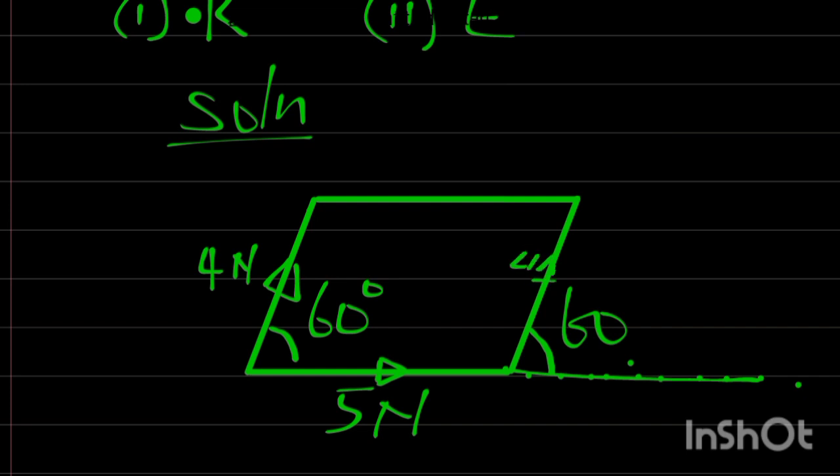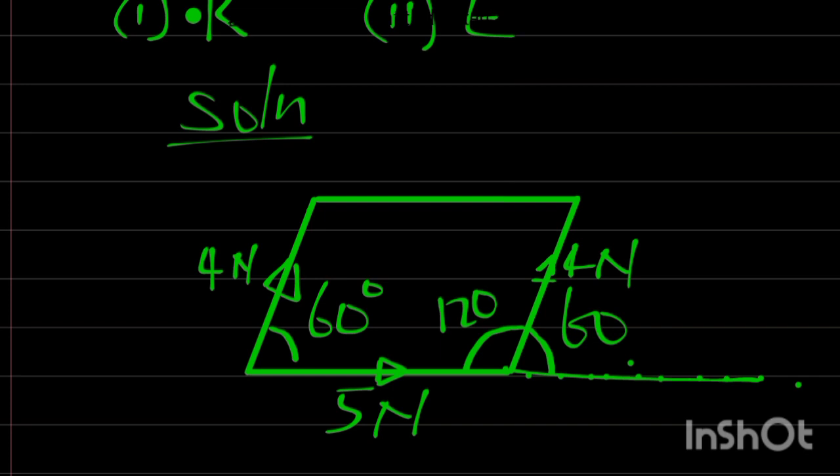And they are parallel. Two lines are parallel when they make the same angle with a common line. So this is 4 Newton as well, and the angle here is 60. I can calculate the interior angle here. The sum of angles on a straight line is 180, so 180 minus 60, I'm going to get 120 degrees.